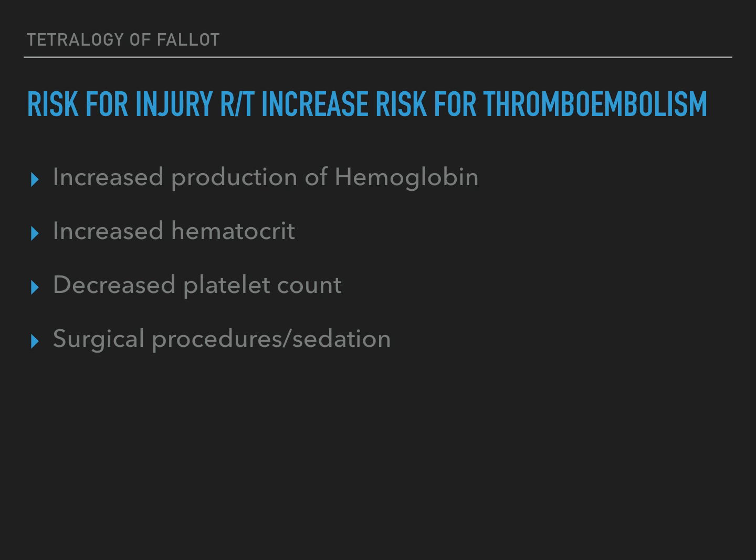Risk for injury related to increased risk for thromboembolism. These children are at an increased risk for developing a thromboembolic event. Due to their hypoxemia at birth, these children often have an increased hemoglobin level and an increase in their hematocrit. Coupled with a decrease in platelet production, these children have thicker blood and are more prone to clotting. When you add in the decreased activity due to sedation and multiple surgical procedures, this further increases the risk to develop clots.